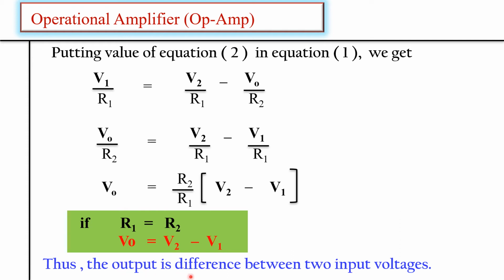So thus the output is a difference between the two input voltages. So we got the subtractor, right? Here the output is a difference between the two inputs, and the input may be AC or DC signal. Clear? So V output is equal to V2 minus V1. This is nothing but the expression for the output of the op-amp subtractor.